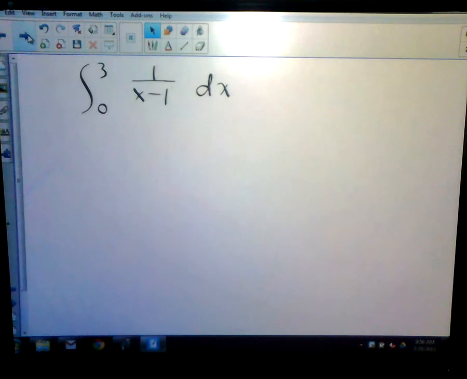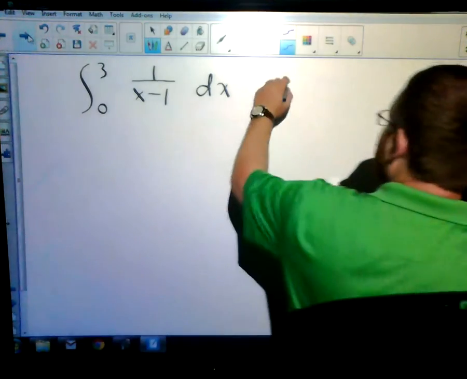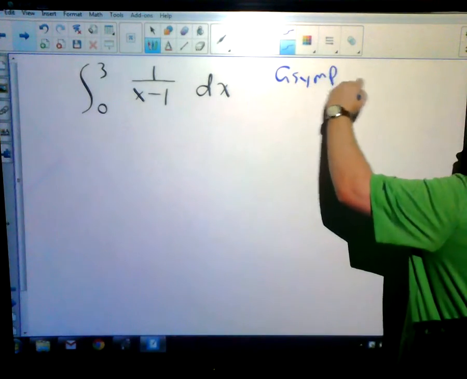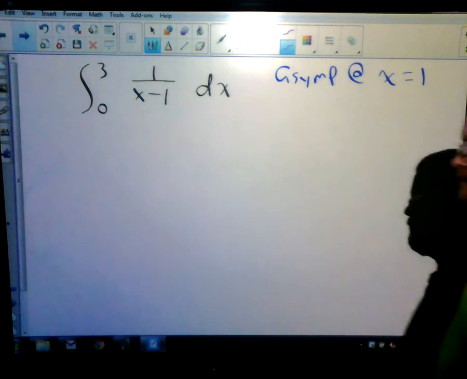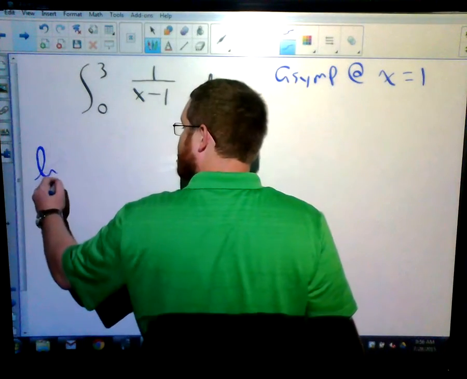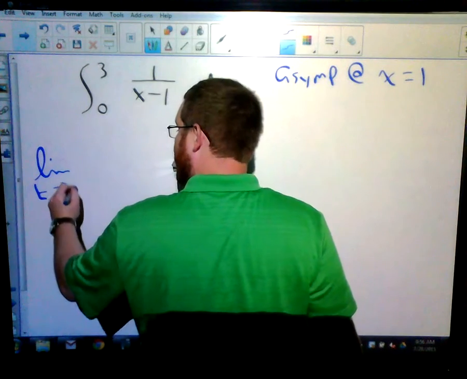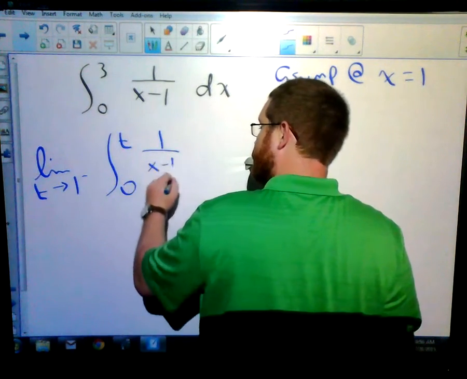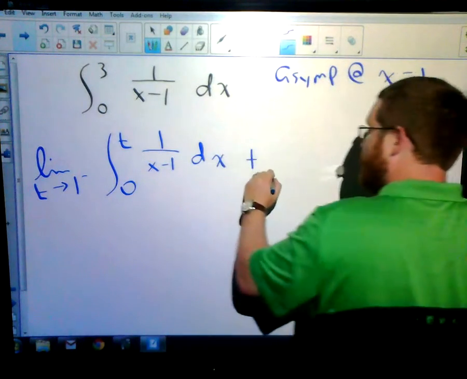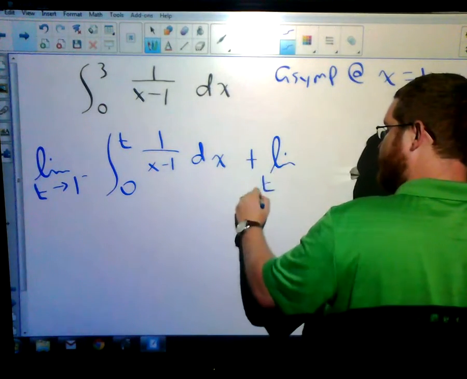Let's take a look at this one. This is type 2 because there's an asymptote at x equals 1. It's in the middle of 0 to 3. So I've got to split it into 2 problems. I've got to go to 1 from the left side, and I've got to go to 1 from the right side.